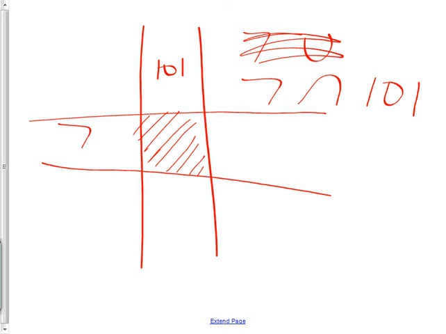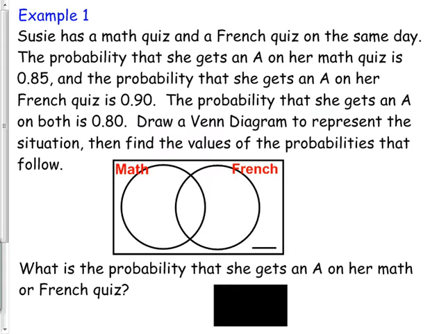Okay? All right. So moving back to, let's do a problem. Everybody get to example 1 in your iPad. In example 1, I'm going to read it quick, and then we're going to actually make a Venn diagram. Susie has a math quiz and a French quiz on the same day. The probability she gets an A on her math quiz is 0.85, and the probability she gets an A on her French quiz is 0.90. Do you get the problem? If you go 0.85 and 0.90, do you get that that adds up to more than 100? That can't be right then. So let's keep reading.